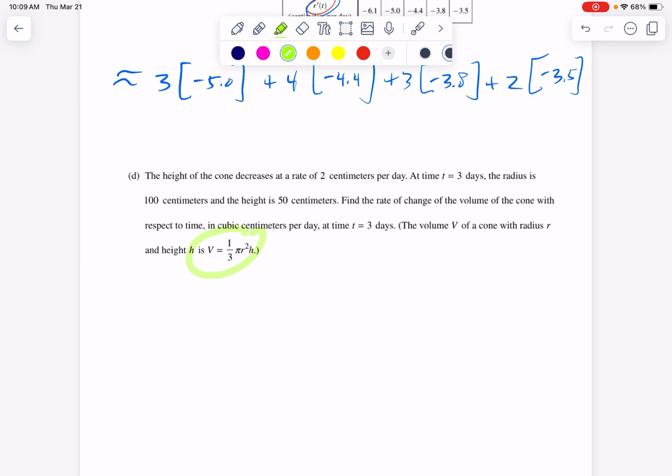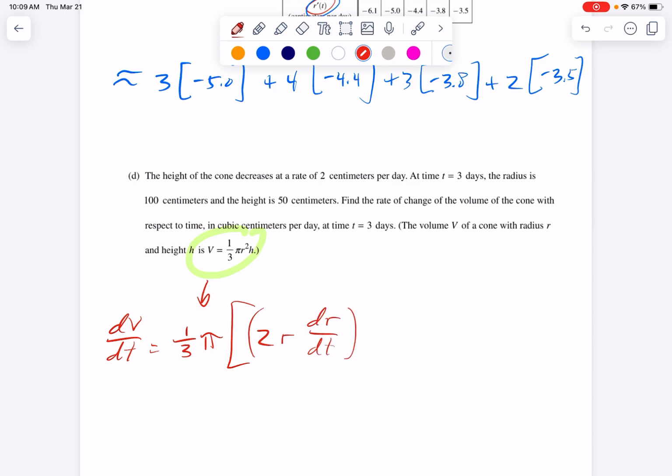Okay, this sounds like a related rates problem. They've already told us how V and R and H are related. Let's jump in and take derivatives. And I should have been writing in red all along. So the derivative of volume with respect to time is, I'm just going to factor out that 1/3 pi. And now we'll do product rule. Derivative of the first, there's actually a chain rule step here. That's the derivative of r squared times h plus r squared times the derivative of h.